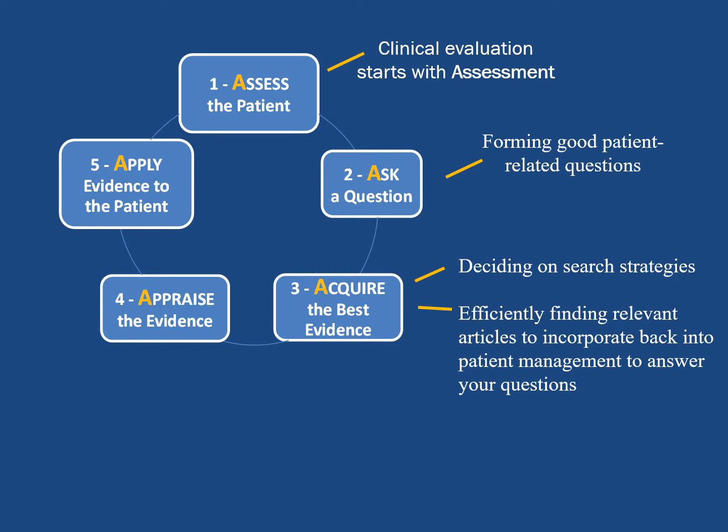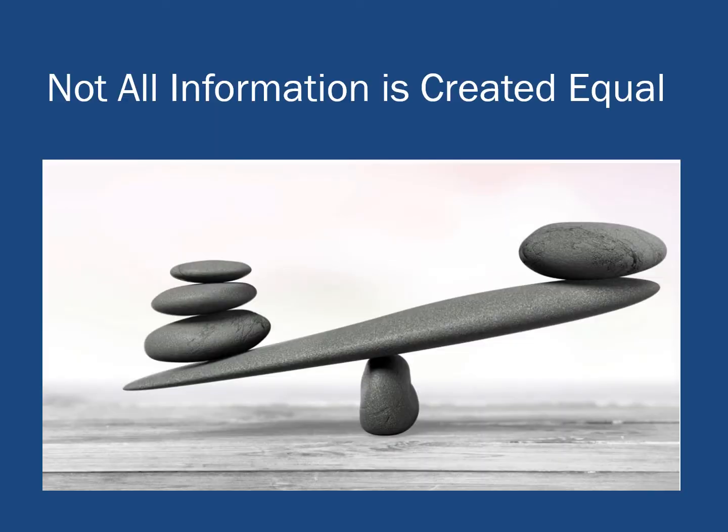So in step 3, acquire, we're going to now take our PICO question and use it to determine a search strategy before we go online so that we can efficiently find the relevant articles to integrate back into our patient management. With your focused PICO question in mind, you begin your literature search. You can search databases such as MEDLINE either through Ovid or PubMed. They are both versions of the MEDLINE database for journal literature.